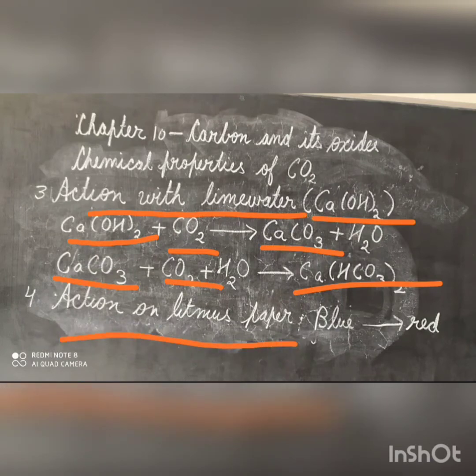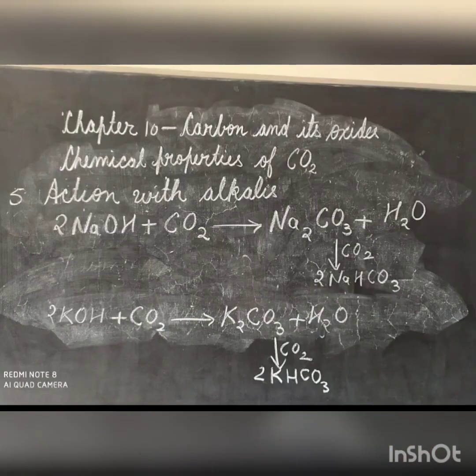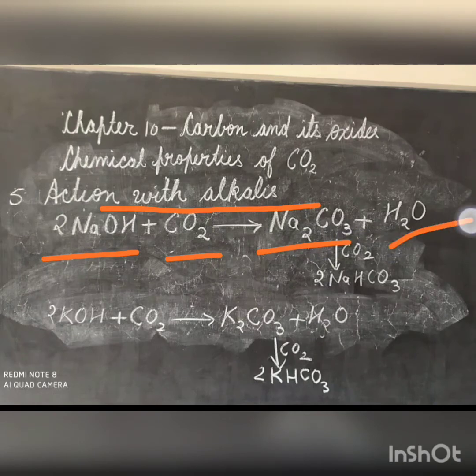Action on the litmus paper. Carbon dioxide turns the blue litmus paper to red. This shows the acidic nature of carbon dioxide. Action with alkalis. Carbon dioxide reacts with alkalis to form carbonate and water. For example, sodium hydroxide reacts with carbon dioxide to form sodium carbonate and water.